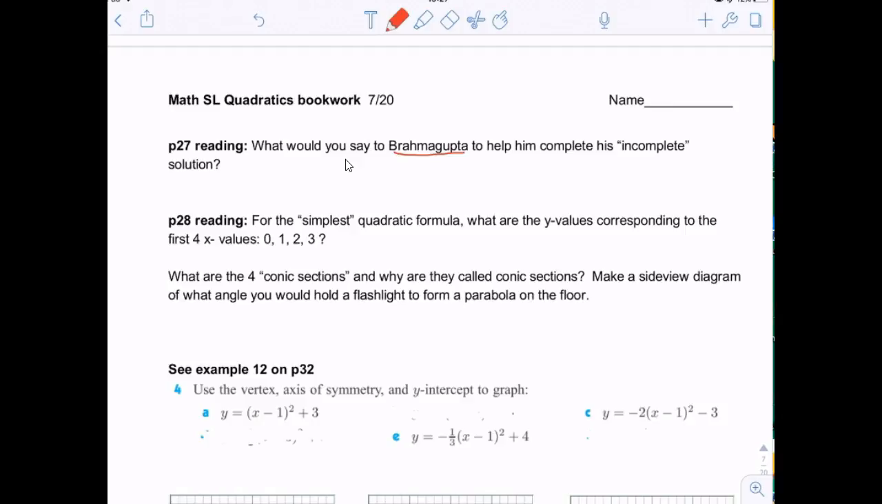So what does his look like? It looked like this: x equals b squared minus 4ac, and then he had minus b here. Okay, so here it says, what would you say to him to help him complete his solution? Well, it's not a big deal that his b is at the end, right? He could reverse the order, but it still wouldn't quite be right.